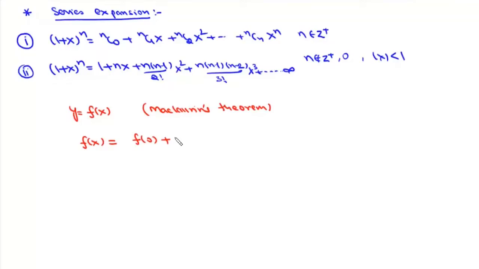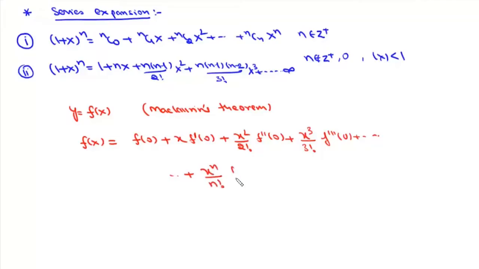f(0) + x f'(0) + x^2/2! f''(0) + x^3/3! f'''(0), and its general term is x^n/n! times the nth derivative of this function at x = 0, and this series continues. So if we have to find the series expansion of any given function, we just need to find the values of f(0), f'(0), f''(0) to find the coefficients of this series.